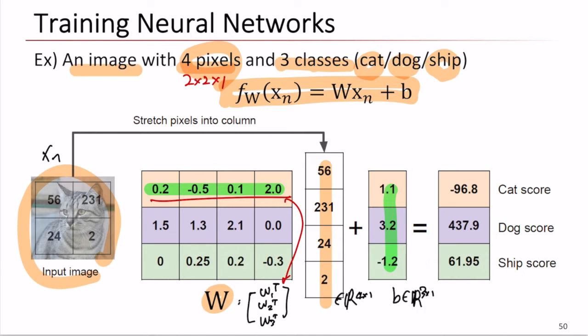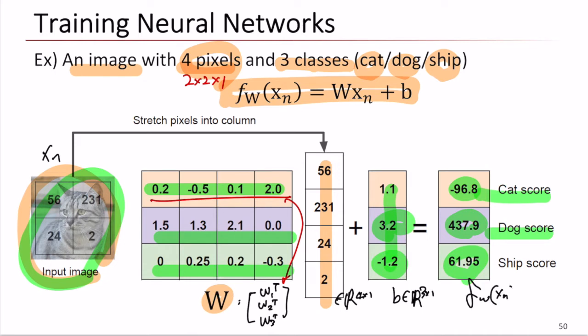Then each generates one output. Let's say this is a cat score, and with another W and b, we estimate the dog score, and we consider another W and b, we can estimate the sheep score for the given input image. In other words, your mapping function f(w, xn) generates a 3 by 1 vector output.